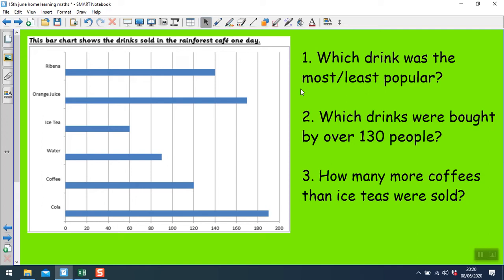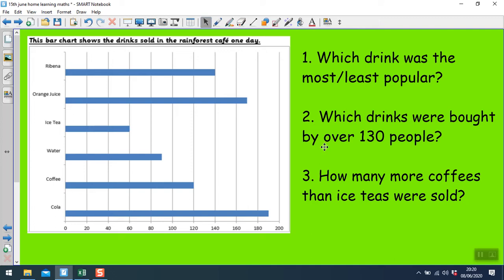Which drink was the most popular? So which drink had the most sold? The one with the longest bar. So the most popular drink was cola. Which drink was the least popular? The one with the shortest bar. So iced tea was the least popular drink that day.